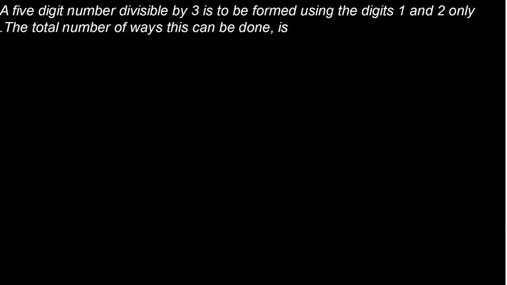Next question is: a 5-digit number that is divisible by 3 is to be formed by using the digits 1 and 2 only. The total number of ways this can be done is, this is an important question. A 5-digit number is given to you. These questions are based on the number system actually. So I'm just doing this. You just make sure that you understand how I'm completing this question.